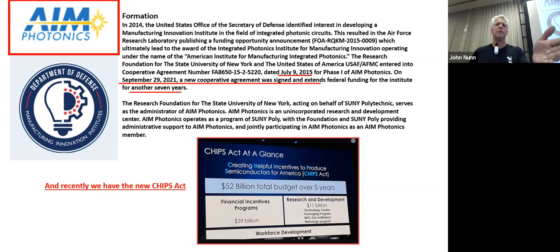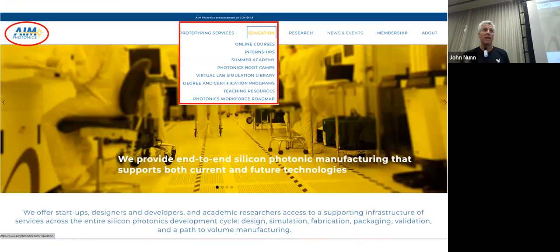And so they just extended, they've given them more money. It's actually been very successful. And now we have the CHIPS Act. So the federal government is funding that, and some of those funds will also go to photonics and for quantum types of projects. But back to AIM Photonics, they have an education section on their website. And they have online courses, internships, summer academies, boot camps, virtual online things, all kinds of stuff. So they've been successful in the photonics area.